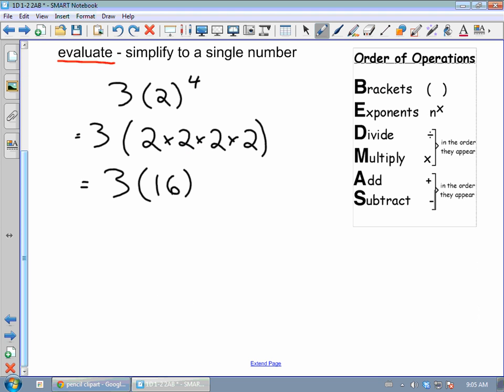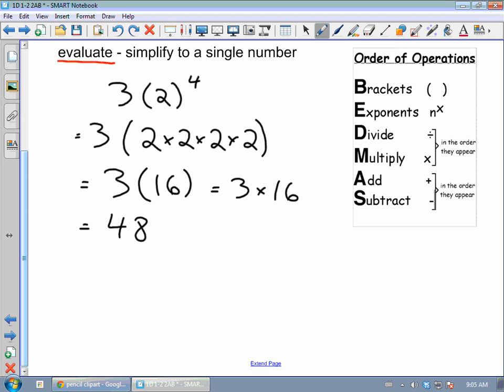So we'll have 3 times 2 times 2 times 2 times 2, which gives us 16. And then finally, we work our way down, and we don't see any other operations here. We just see 3 and then in brackets 16. So if we don't see an operation, what operation do we assume that we have to do? Multiplication. So this is really 3 times 16, which is 48. And that's pretty much all there is to it.